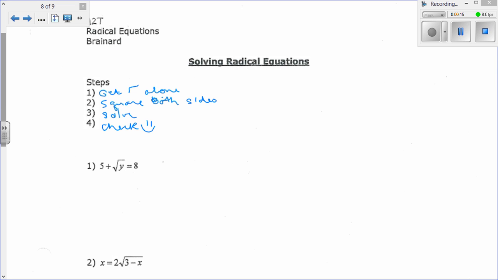One is to get the radical alone. When I say radical alone, I mean you cannot be adding or subtracting anything to the radical. But if there's a number in front of the radical that's multiplying by the radical, that is still considered alone. Then 2 is to square both sides, 3 is to solve, and 4 is to check.